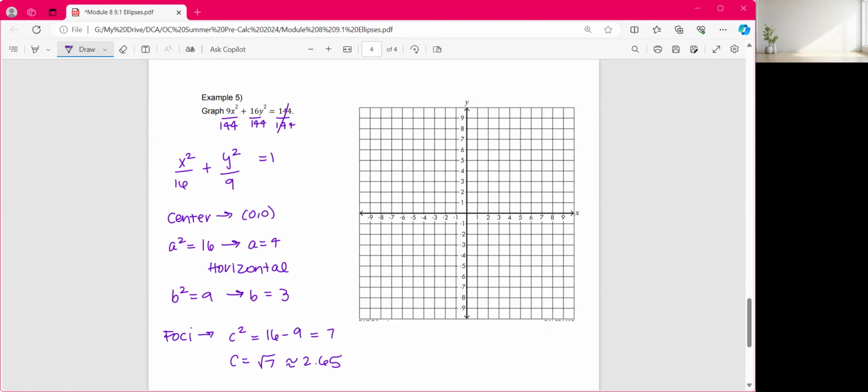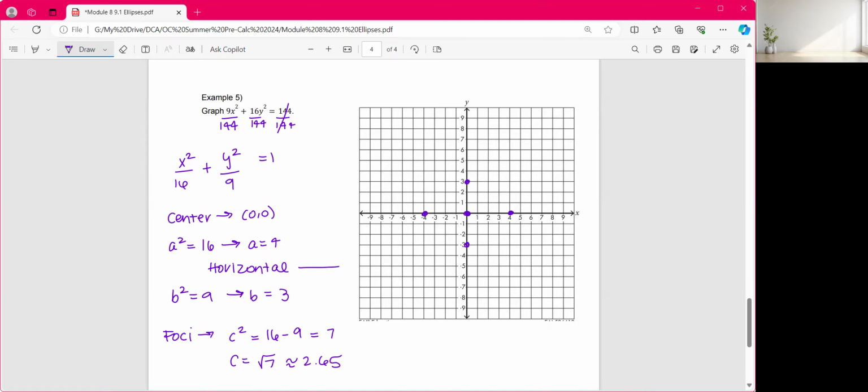And now we're going to start to plot this. We'll start at the center. My a is 4, so that's the distance from the center to a vertex. It's a horizontal ellipse, so I know my major axis goes horizontally. So I go to 4 and -4. That's my vertices. My co-vertices are going up and down.